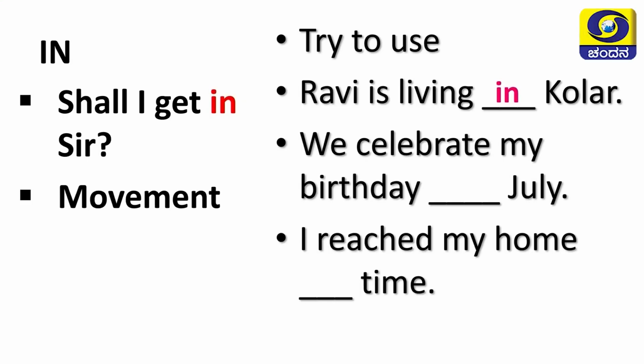Next one. We celebrate my birthday dash July. It's a month. What can we use here? We can use in. If it is month or year, we should use in. If it is a date, we should use on only. Next, I reached my home dash time. I reached my home. What can we use here? In time. I reached my home in time.